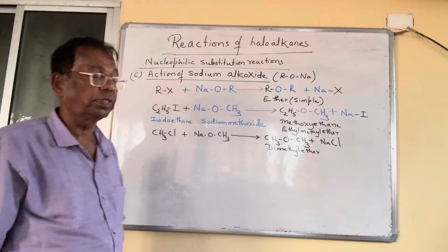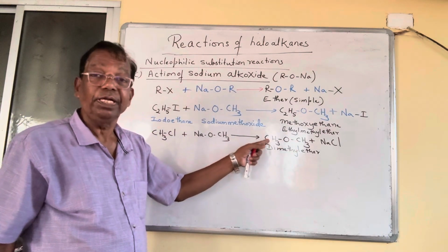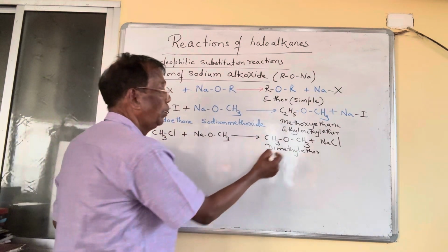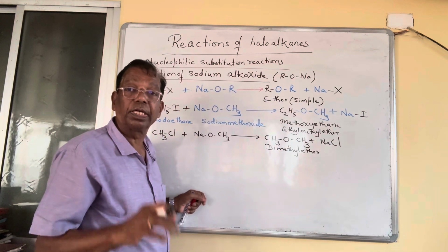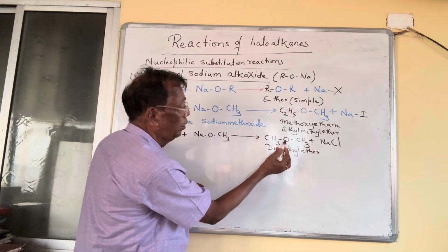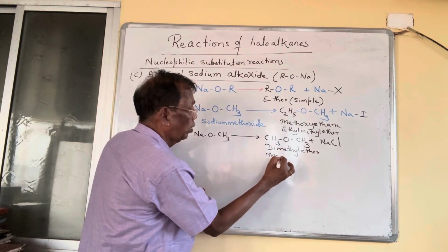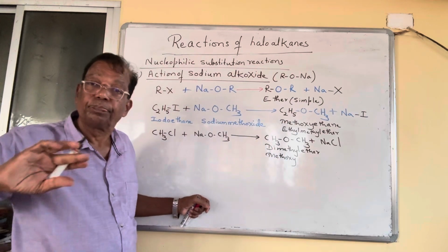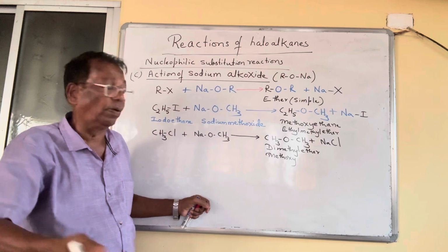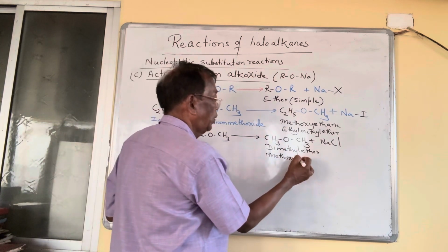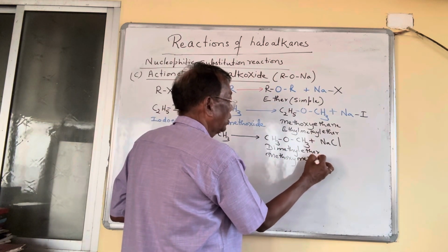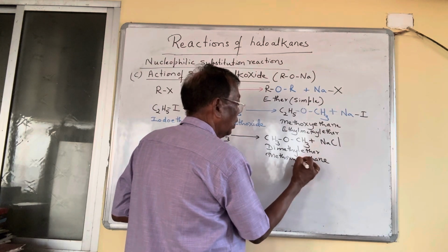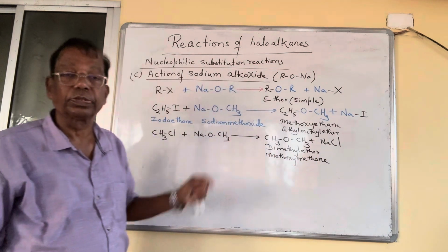The IUPAC name becomes what here? Methoxymethane. Methoxy: this group contains one carbon beside the oxygen. Therefore, this is called methoxy. Then the other part should be changed to alkane. So alkane with one carbon is what here? Methane. Methoxymethane. Okay, so remember how the name is also given.